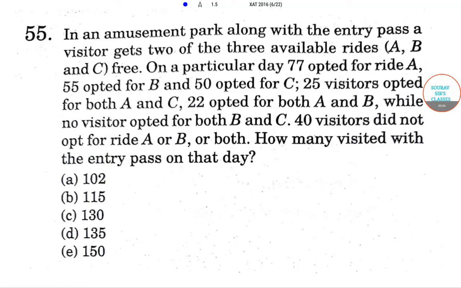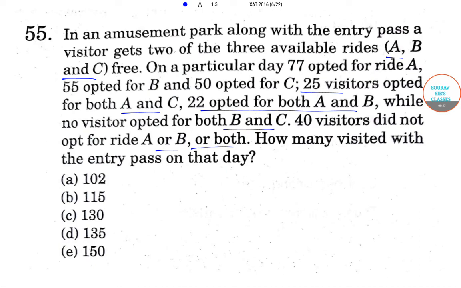The question is, in an amusement park along with entry pass, a visitor gets 2 of 3 available rides, A, B and C, free. On a particular day, 77 opted for ride A, 55 opted for ride B, 50 for C, and 25 visitors opted for both A and C, 22 for both A and B, while no visitor opted for both B and C. 40 visitors did not opt for ride A or B or both. How many visited the entry pass on that day?